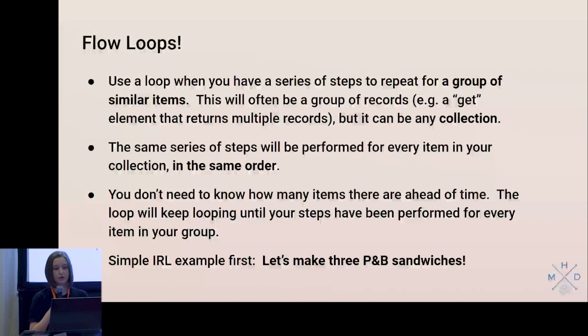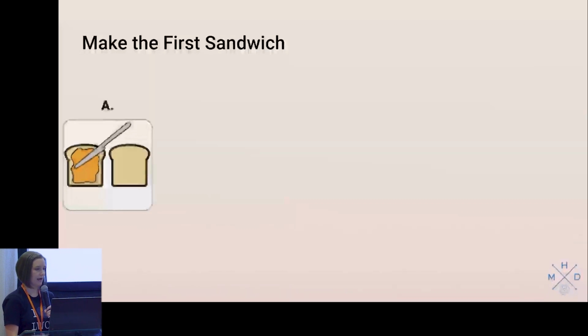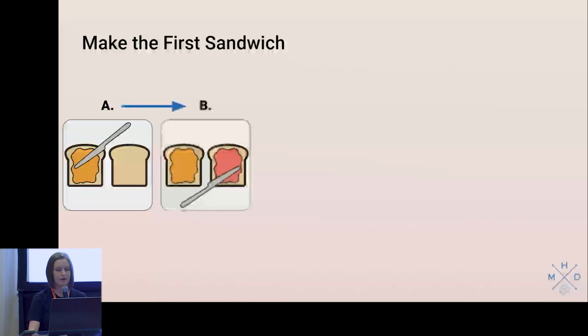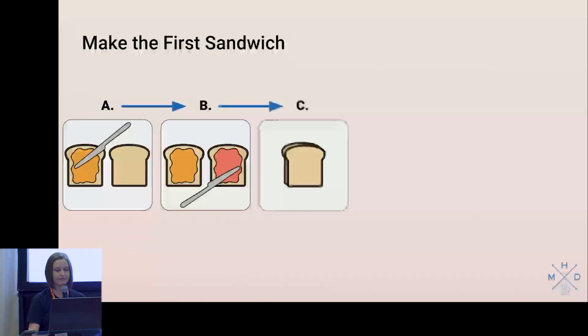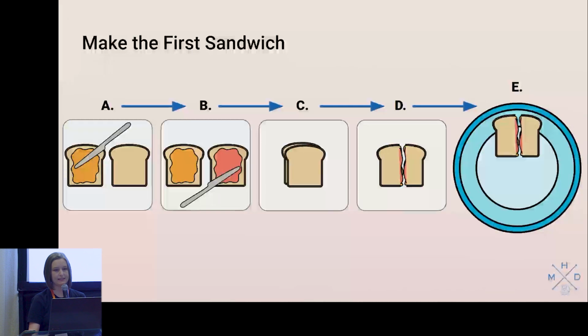So we're going to do a simple in real life example first, just go through it on the slide deck. I promise I'm not trying to insult your intelligence. I just like peanut butter and jelly sandwiches. So let's take a look at how we would make 3 peanut butter and jelly sandwiches if we were using the same methodology as a loop. We would first make the first sandwich. So we would add the peanut butter, then we would add the jelly, we would combine them, we would cut them in half, and we'd add it to the plate.